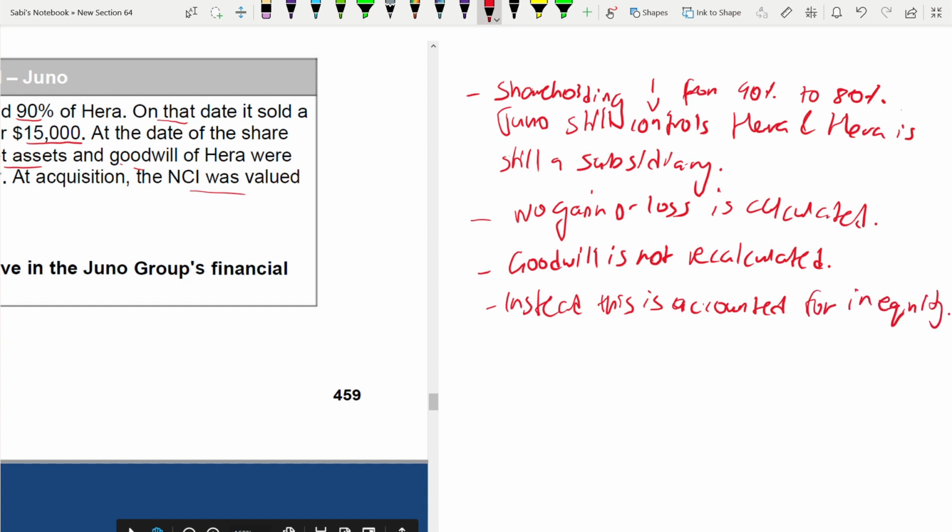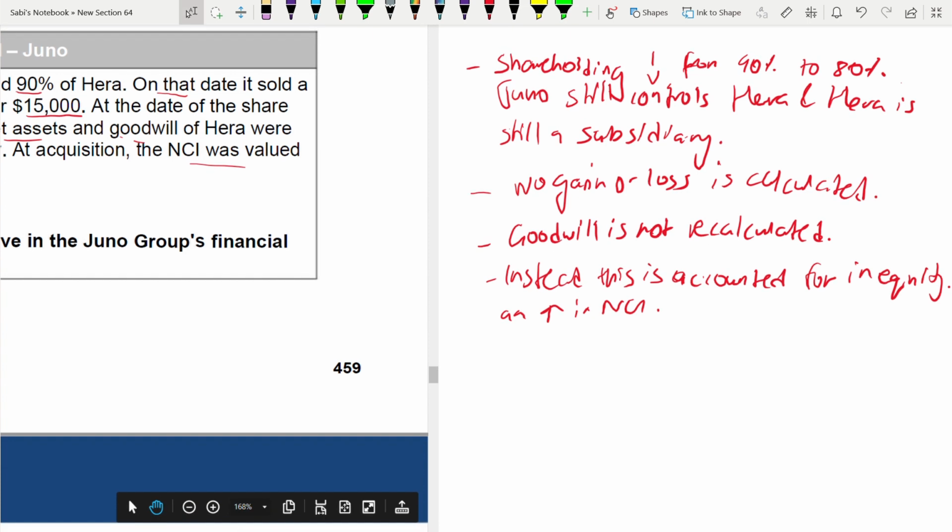as an increase in NCI. Whenever a question like this comes, you have to write these points. When you're writing, remember, even the calculations that you do, you have to explain in words. I think the wording part you can do. Let me show you the calculation.